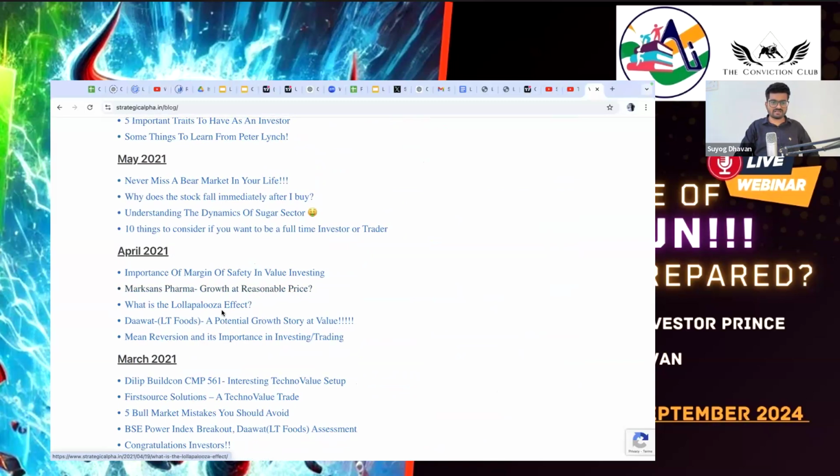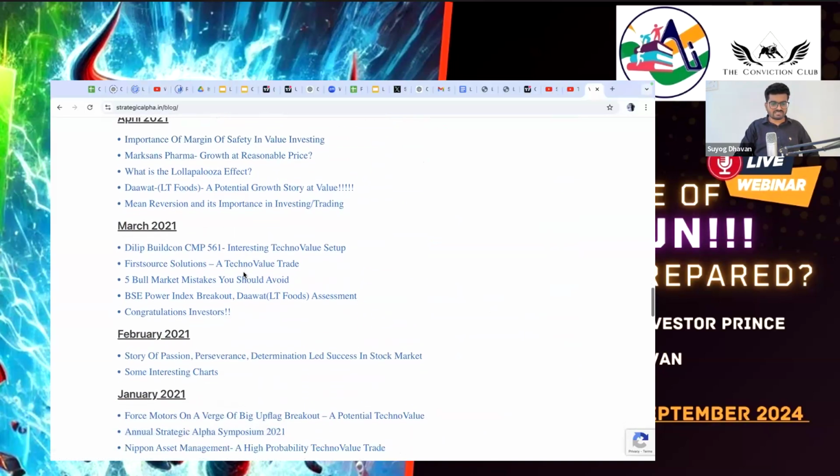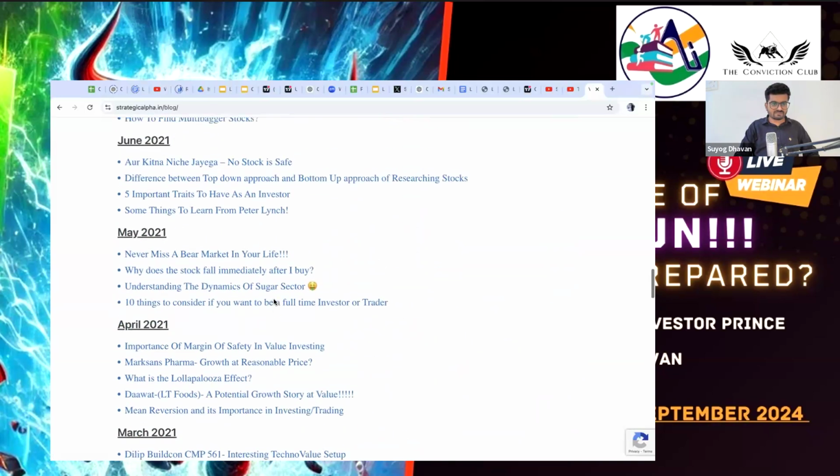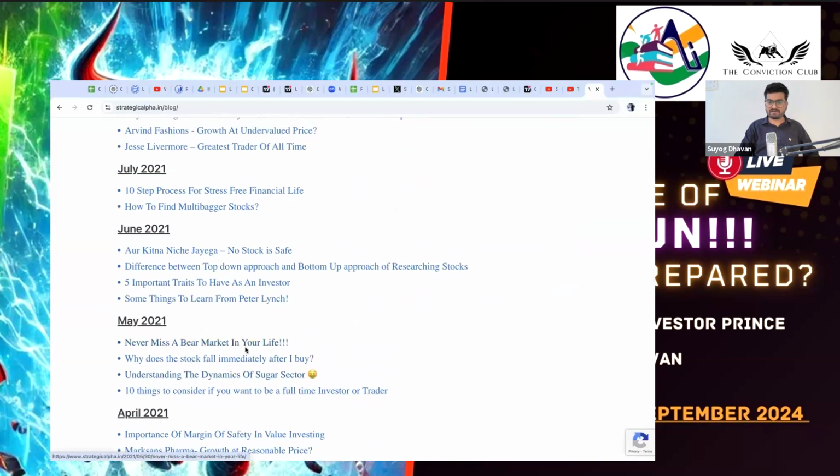Topics like Lollapalooza, what is margin of safety, and never miss a bear market in life. If you go through that, you'll understand why bear markets are the greatest opportunities for you to create fortune. Wealth you can build from mutual funds, but if you want to create fortune, you have to be a bear market investor.